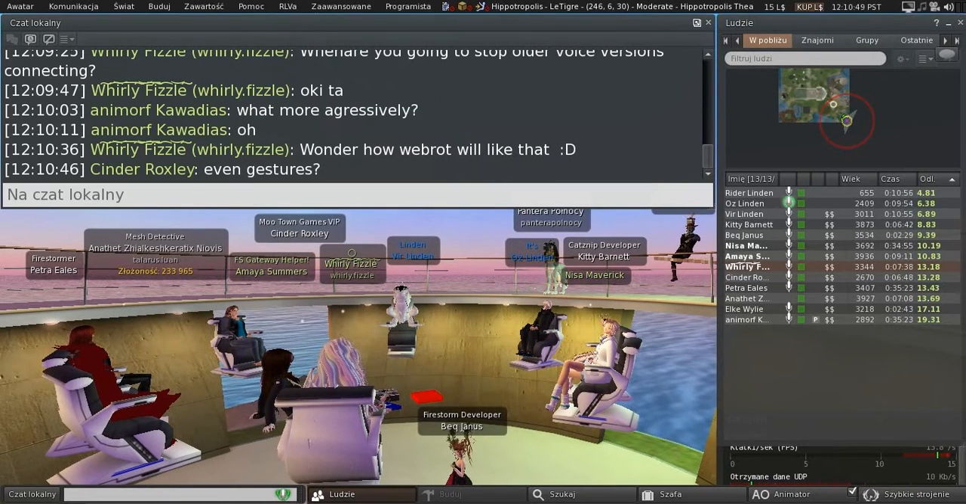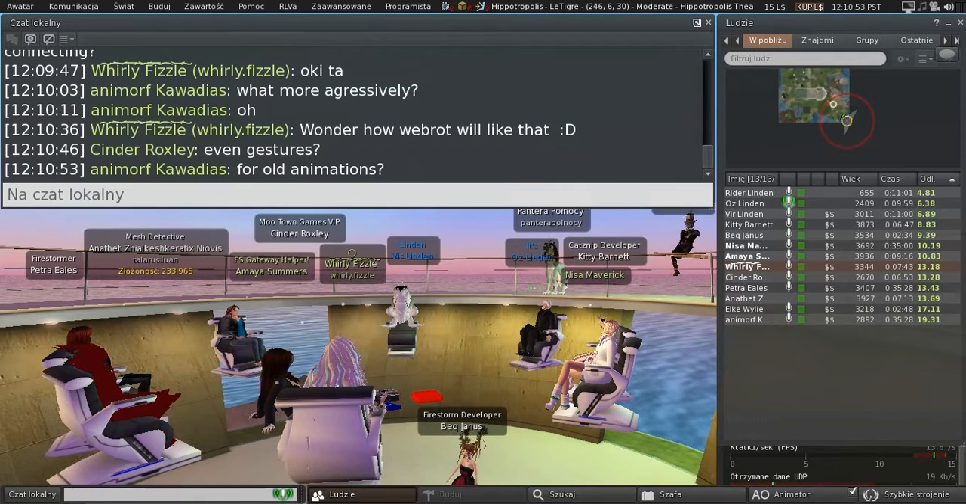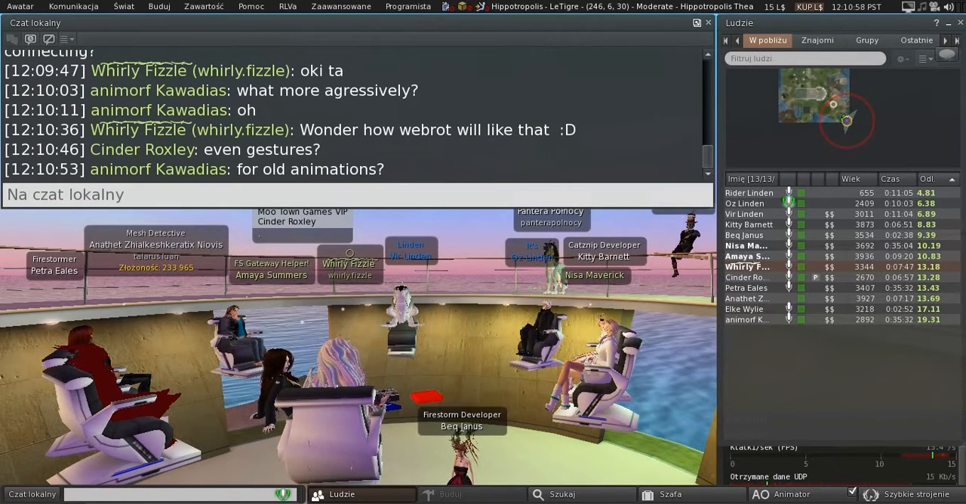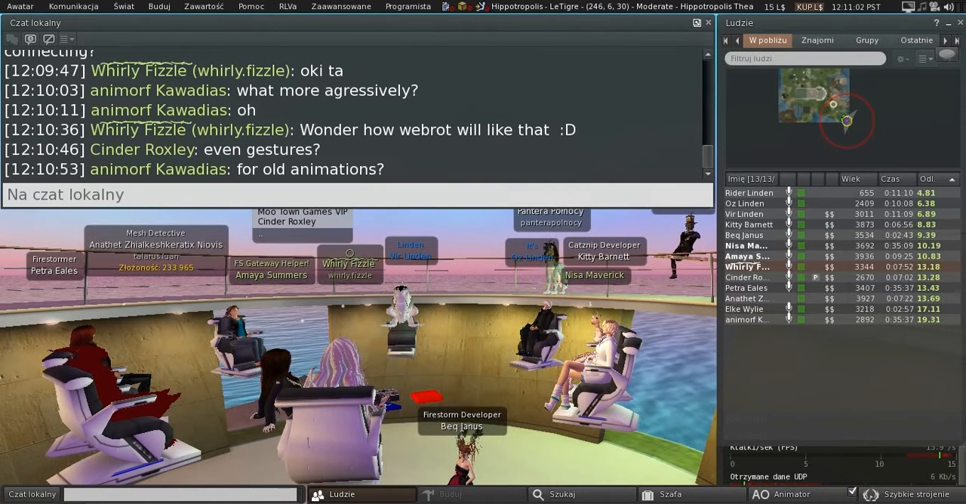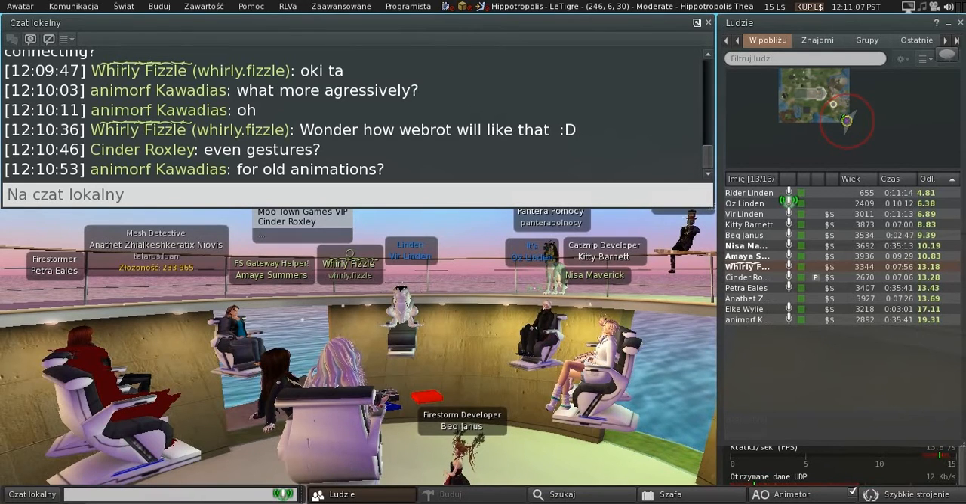So, I'm not sure about gestures. There was something special about gestures. I have to check on that. It won't make any difference whether the animations are old or new. It's just how you fetch them from the asset store.